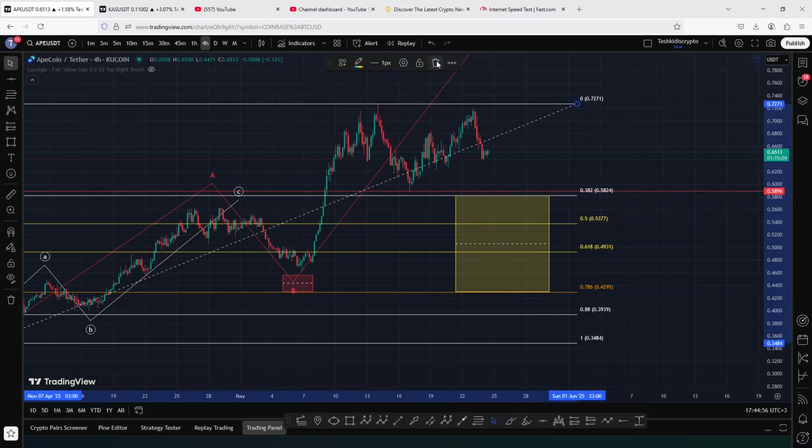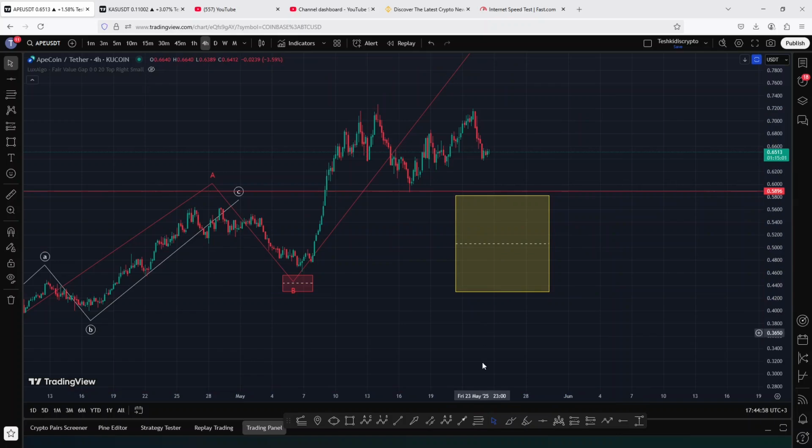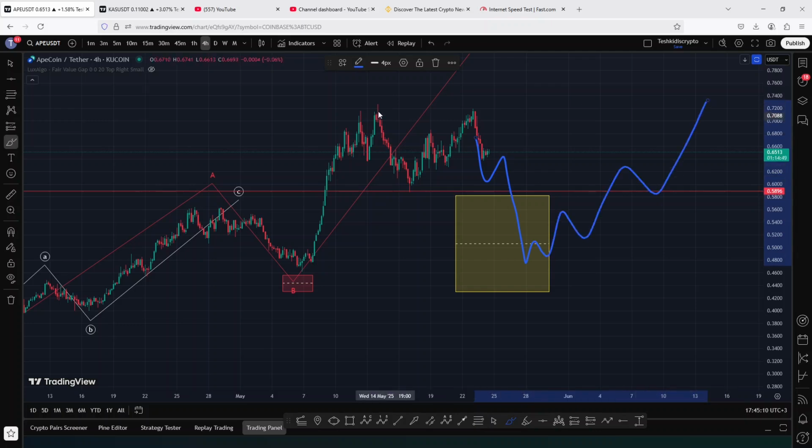So within this area over here, I'm expecting that in case that is the moment we get that retracement over here, we are going to find support, and within that key area over here, we should start a reversal to the upper side, giving us a break above the highs we made above the 0.72, and in that bounce we can then easily get above the 1 USDT mark in the next coming days.